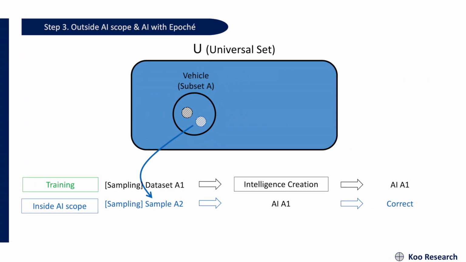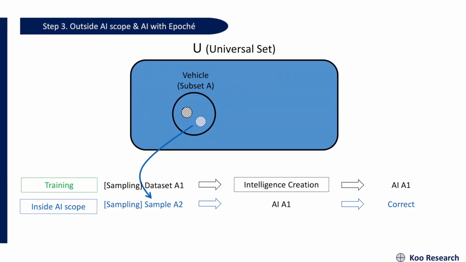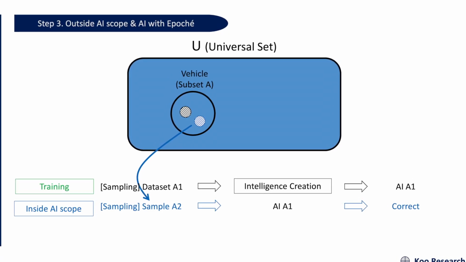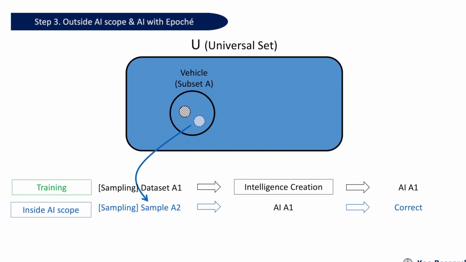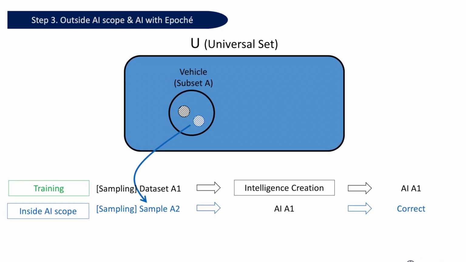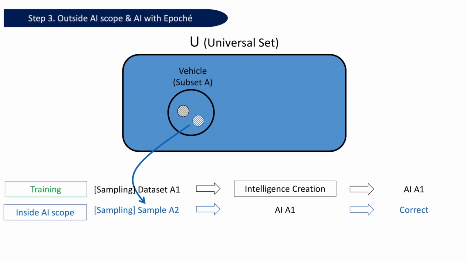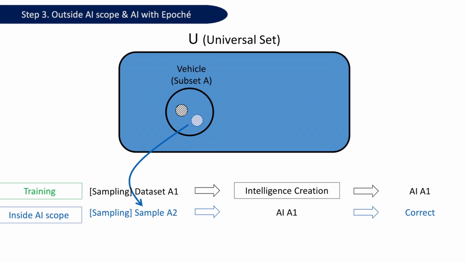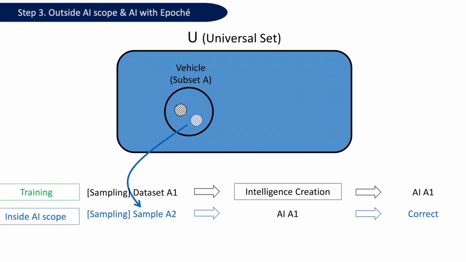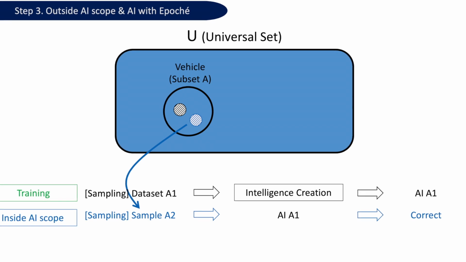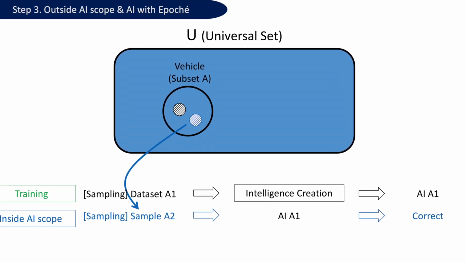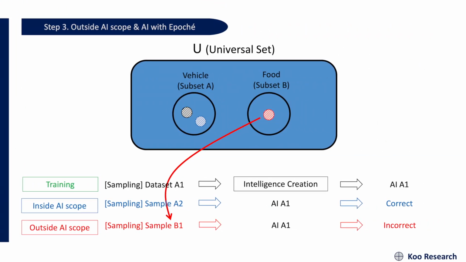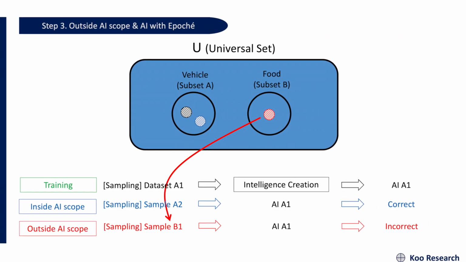Inside AI scope indicates how well AI A1, as shown in this figure, recognizes sample A2 from subset A, not dataset A1, as fitting within AI A1 scope. Depending on the method used to measure similarity, and the applied threshold values, sample A2 might not be deemed similar. Nonetheless, the goal of this study is for AI A1 to accurately classify sample A2 as belonging to the same category. Outside AI scope refers to when the AI encounters samples from a different subset.